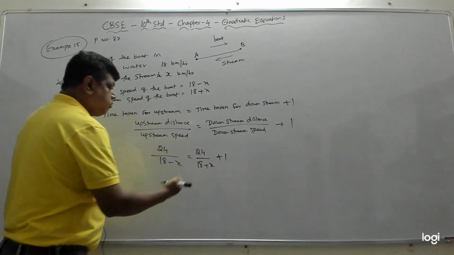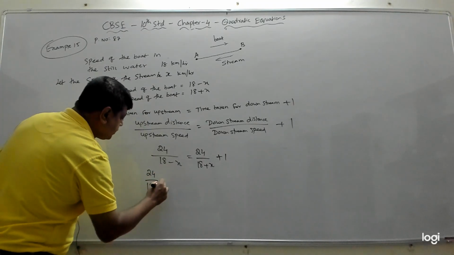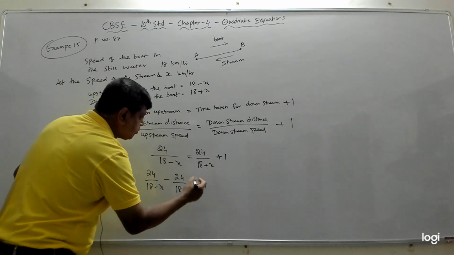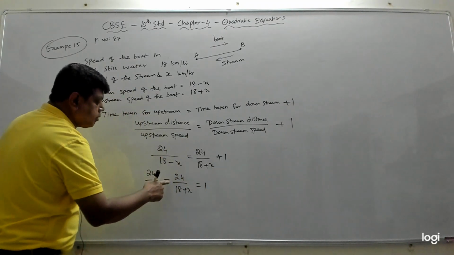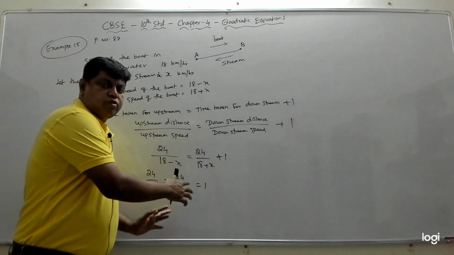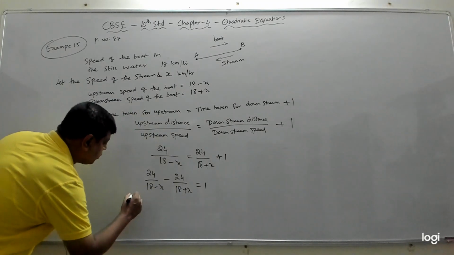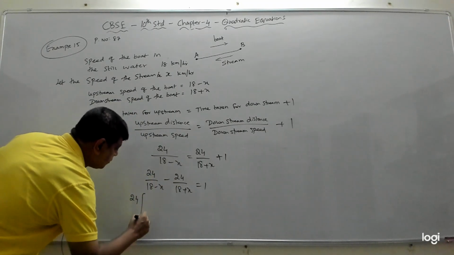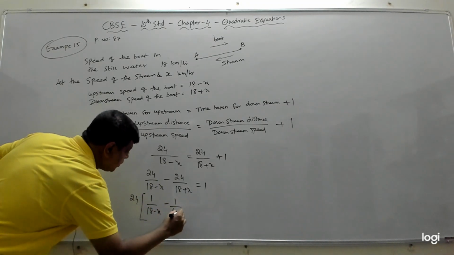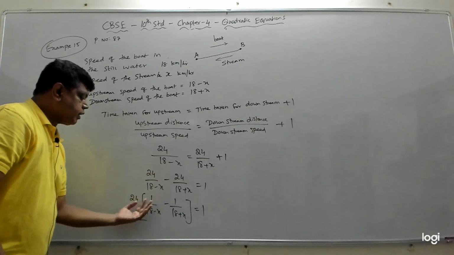Right? Now we'll bring this 24 by 18 plus x to this side. So you'll get 24 by 18 minus x minus 24 by 18 plus x equal to 1. Now we need to transform this into a quadratic equation and solve for x. How do we do this? First we take 24 common. Then it becomes 24 into 1 by 18 minus x minus 1 by 18 plus x equal to 1.